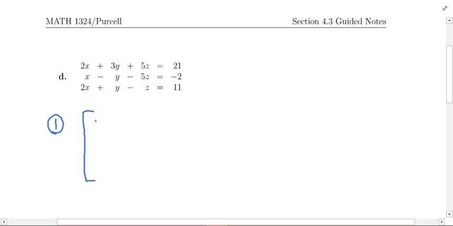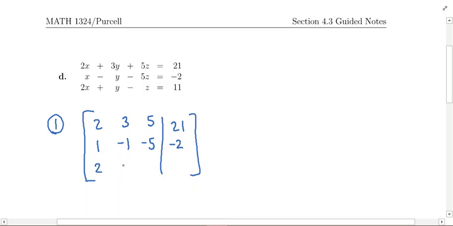So for the first equation, there's a 2 in front of x, 3 in front of y, 5 in front of z, 21 on the other side. Second equation, 1 in front of x, -1 in front of y, -5 in front of z, -2 on the other side of the equal sign. Last equation, 2 in front of x, 1 in front of y, -1 in front of z, 11 on the other side of the equal sign. So there's your initial matrix.